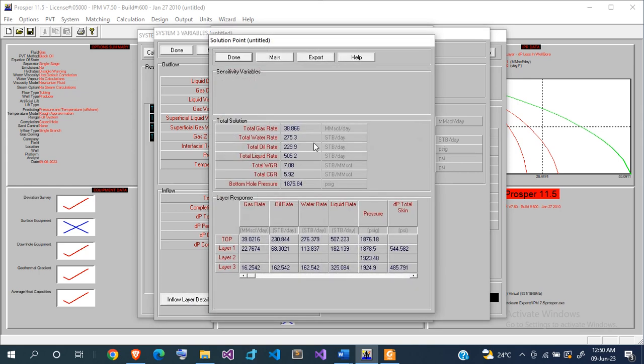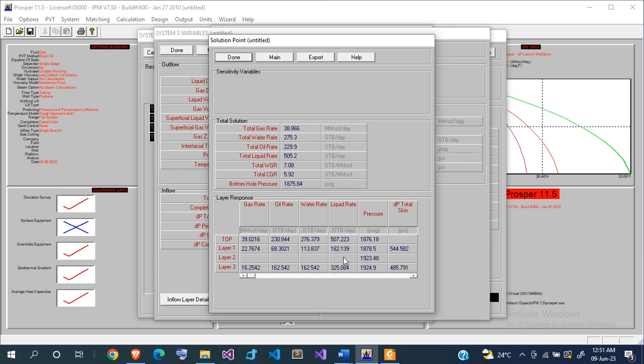If you click on this, you'll discover that the gas rate of our top layer is contributing 22.7674 million scf per day, and the bottom layer is only contributing 16.254 million scf per day. The total of this will give you whatever you're having here if you add this to this. Notice there's nothing here in the middle layer.